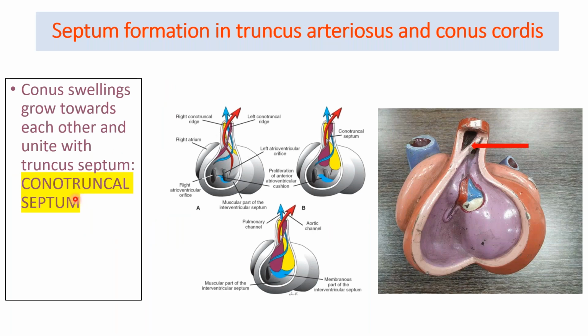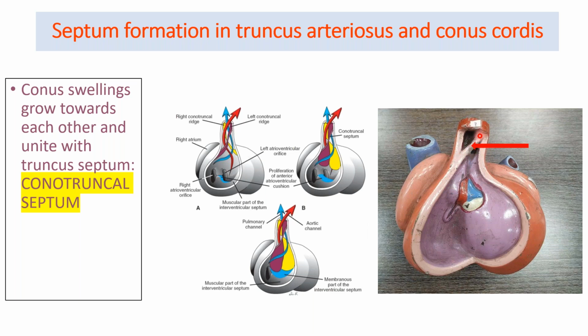Now the conotruncal septum will be complete when the septum of the truncus arteriosus and the septum of the conus cordis fuse with each other. So this is the channel which is showing the formation of the conotruncal septum. The yellow portion is the right conotruncal, and the purplish one is the left conotruncal. So both the conal swellings and the truncal swellings, when they create the truncal septum and the conal septum, are going to fuse together to form the conotruncal septum. This is how the conotruncal septum will appear.